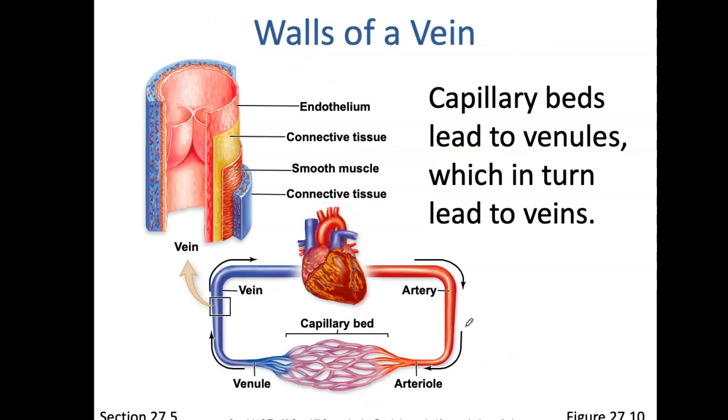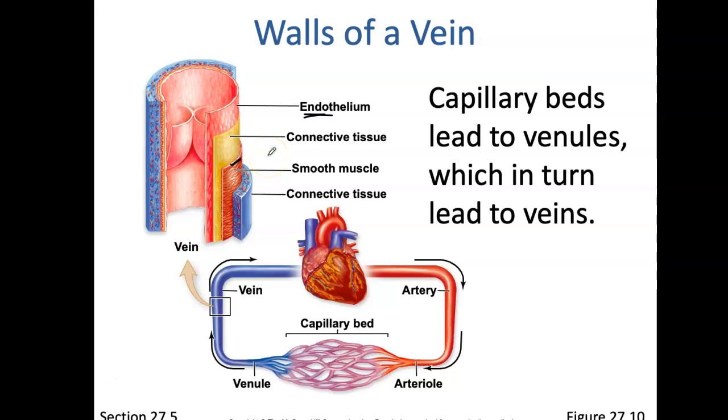What about the walls of the vein? Well, they have that inner lining, endothelium. They have a connective tissue which wraps around it, that in-between tissue, and then they have smooth muscle. But look at the size of this. It is very thin, much, much thinner than that layer that you saw in an artery.